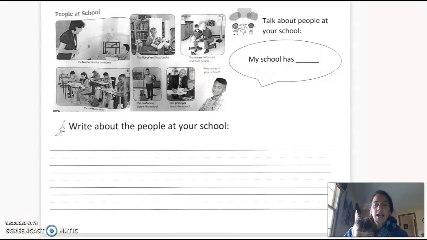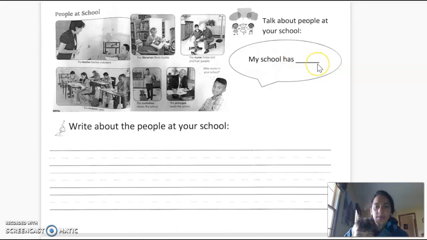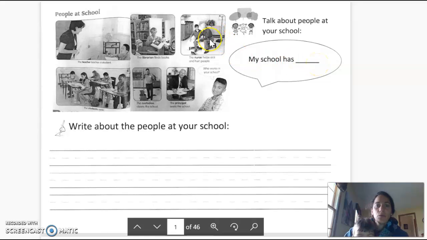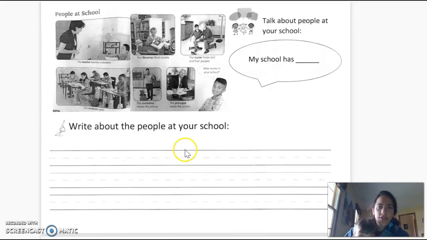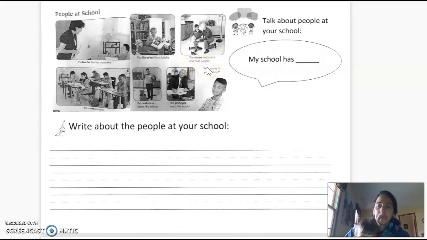Now we're going to talk about people at our school. Ahora vamos a hablar de personas en nuestra escuela. Let's talk about the nurse. My school has a nurse. Una enfermera o un enfermero. And we're going to write about the nurse. What does the nurse do? Here it says, the nurse helps sick and hurt people. Yes, that's true.